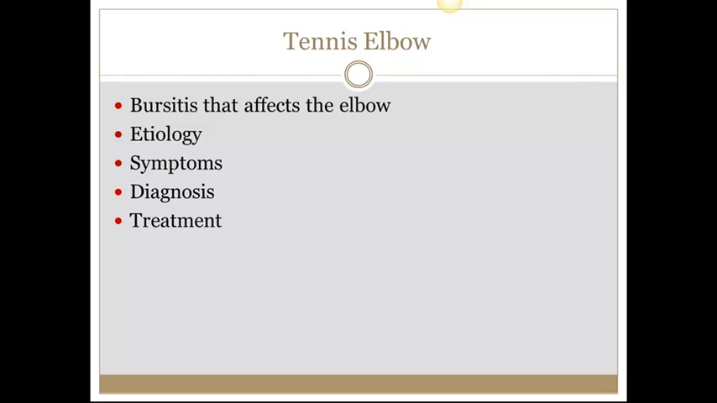Tennis elbow is a type of bursitis. The etiology is repetitive motion. Symptoms are burning pain outside the elbow, and pain pressing, lifting, or gripping objects. It's confirmed by increased pain when the middle finger is pushed backwards or extended against release.